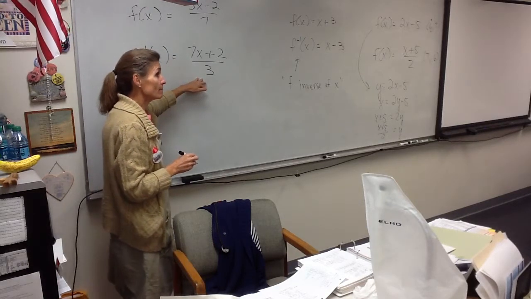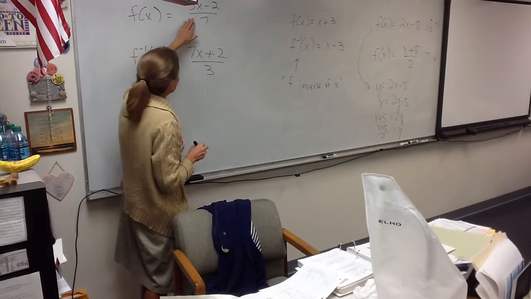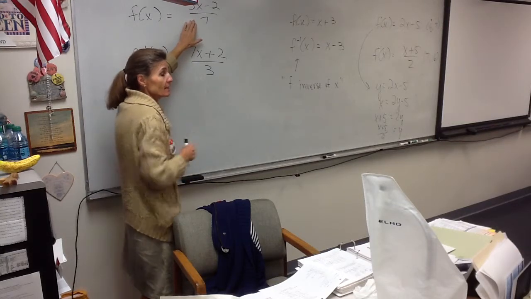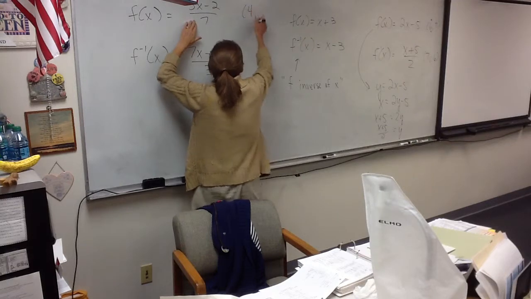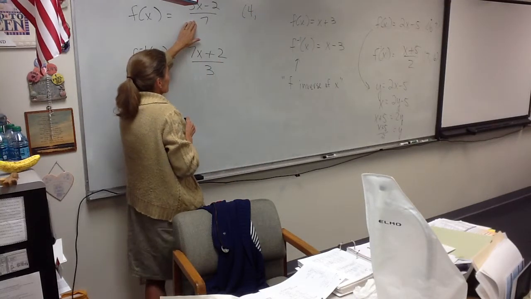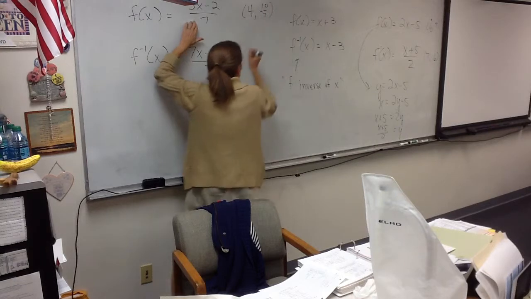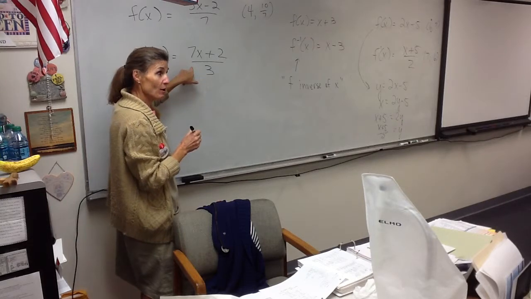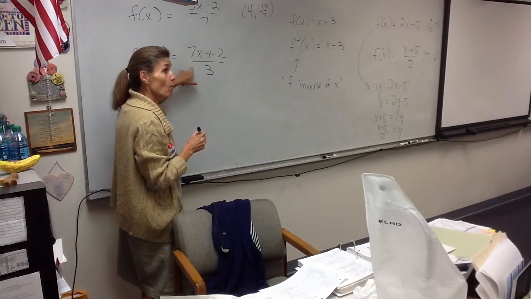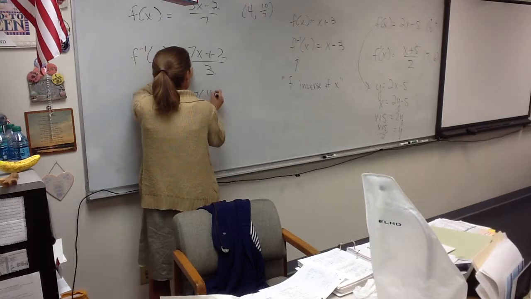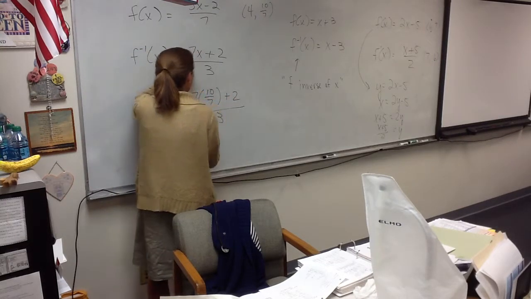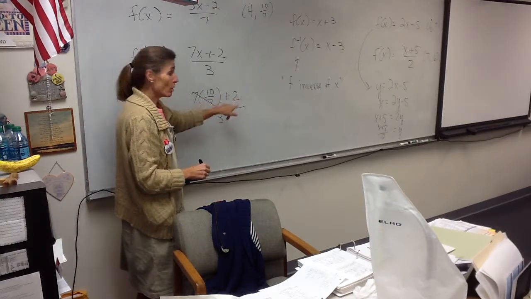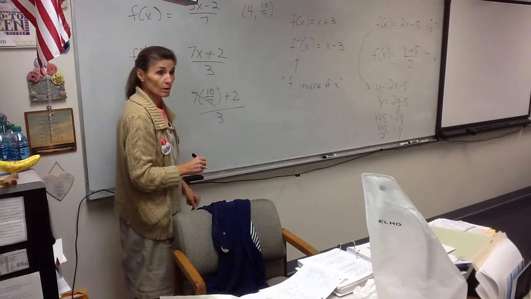Now, I can check it. Let's pick a number like, no, this is going to involve fractions, but you'll be okay. Let's pick a number like 4 and stick it in here. What do I get if I put 4 in here? 10 over 7. Okay, now guess what I'm going to do? I'm going to put 10 over 7 in here, and what better happen? I better get 4, right? So let's see if we do. 7 times 10 over 7 plus 2 over 3. What happens here? So that becomes 10 plus 2, which is 12, divided by 3, which is 4.